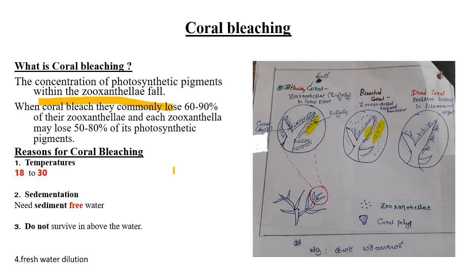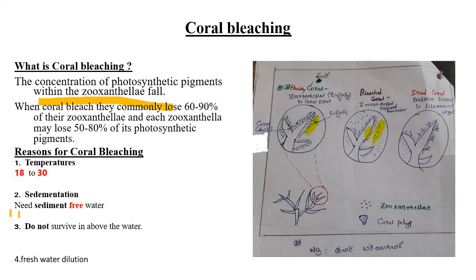The reasons for coral bleaching. First, temperature. In a healthy coral reef under normal conditions, the temperature should be 18 to 30 degrees Celsius. If it is less, there is a problem. If it is more, there is a problem. That is the reason the temperature should be 18 to 30 degrees. Only then will a healthy coral reef develop.